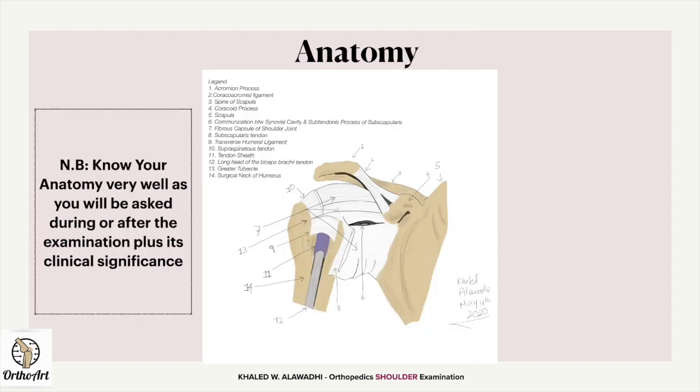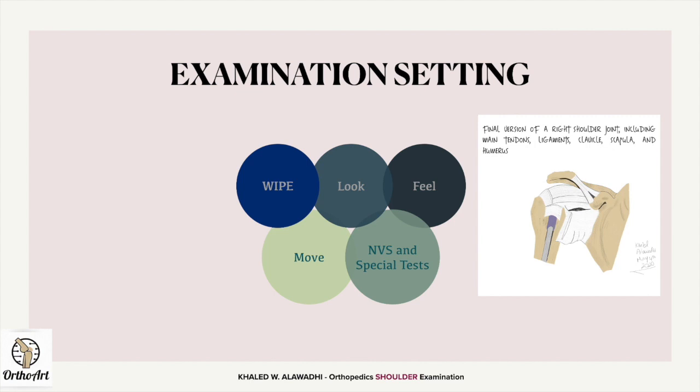So for the anatomy, you have to know your anatomy very well, as you'll be asked during or after examination, plus its clinical significance. So this is a legend of a drawing that I made regarding the shoulder joint. In examination settings, in any setting of the examination, you always check for wipe, look, feel, move, neurovascular status, and special test. This is always an orthopedic examination.